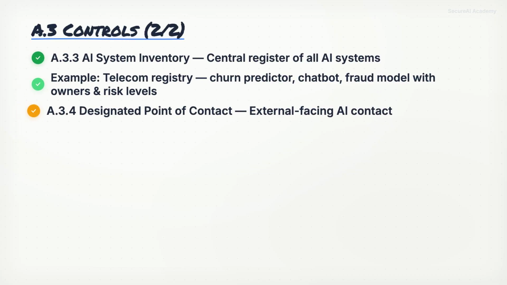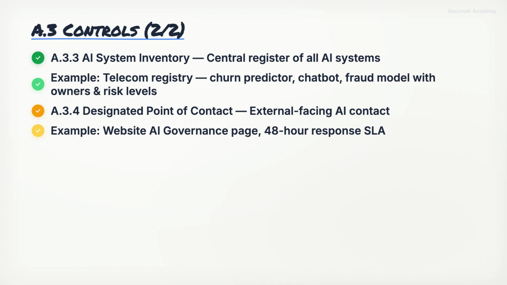Control 3. AI System Inventory. Maintain a register of all AI systems. Example: a telecom company keeps a central AI registry listing every system: customer churn predictor, network fault detector, chatbot, fraud detection model. Each entry includes the system owner, risk classification, data sources, deployment date, and review schedule. This is your AI asset management.